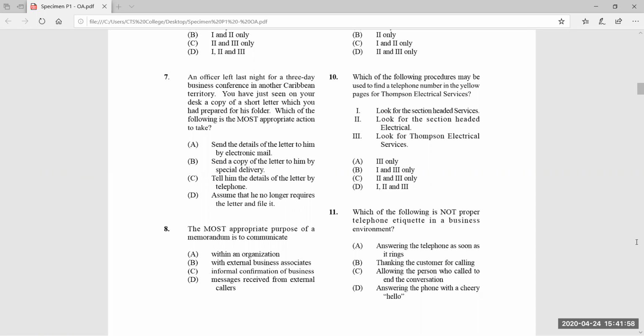You will not answer the phone with a cheery hello. Can you imagine that you call a company and they're like, hello? Understood? Nobody does that, right? So that is not proper telephone etiquette. Got that, guys? Yes, miss. So you will not answer the phone with a cheery hello. However, you are supposed to have a professional tone. Understood? So the answer for 11 is D, right? Now, I don't want you to just be guessing the answers, but to work it out by process of elimination.